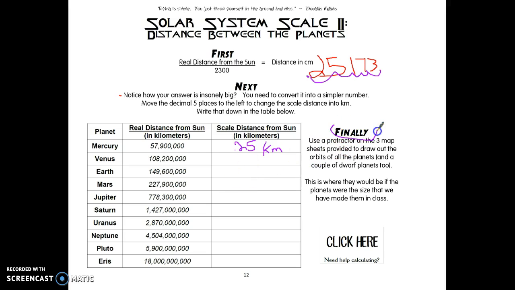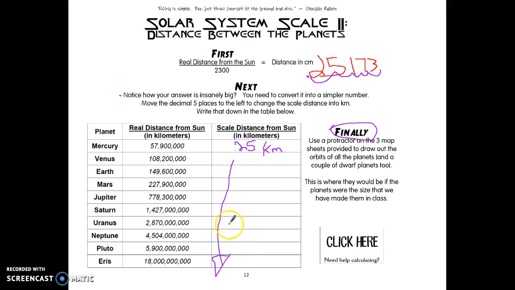And you'll see that's where the finally part of the directions comes in. I'll just say this about the rest of your calculations. As you go through the rest of your calculations, you'll do the same thing. You take the real distance, divide by 2,300, and then move the decimal place 5 places. As you go down the scale and do your calculations with your team, you're going to notice that the distance should get bigger and bigger as you go away. It makes sense, right? The planets should get farther and farther away from the school.